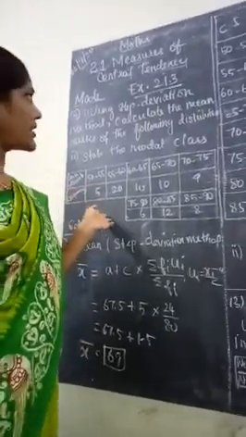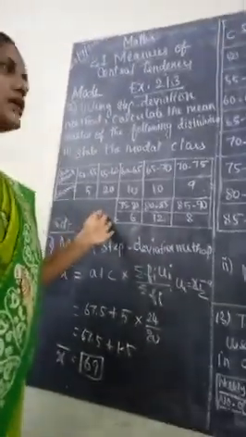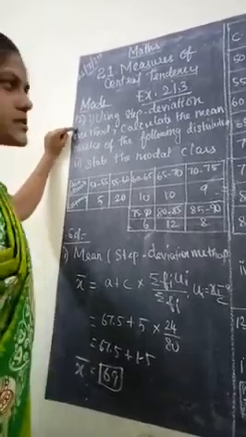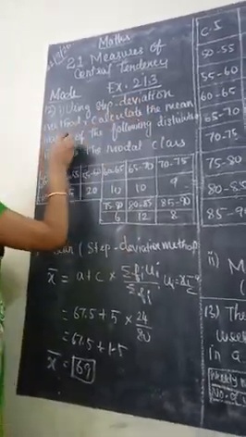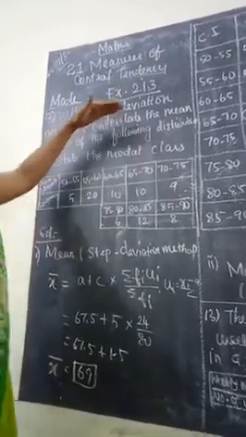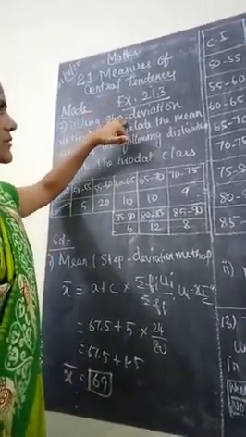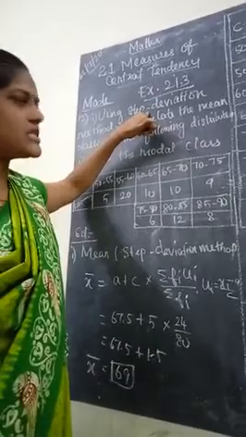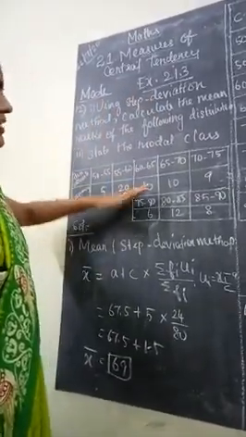This is today's class, in continuity with the previous videos. Listen, 12th sum: using the step deviation method, calculate the mean marks of the following distribution. I hope you all know this. Last time, in the mean video, we did the step deviation method, and it is the same procedure.